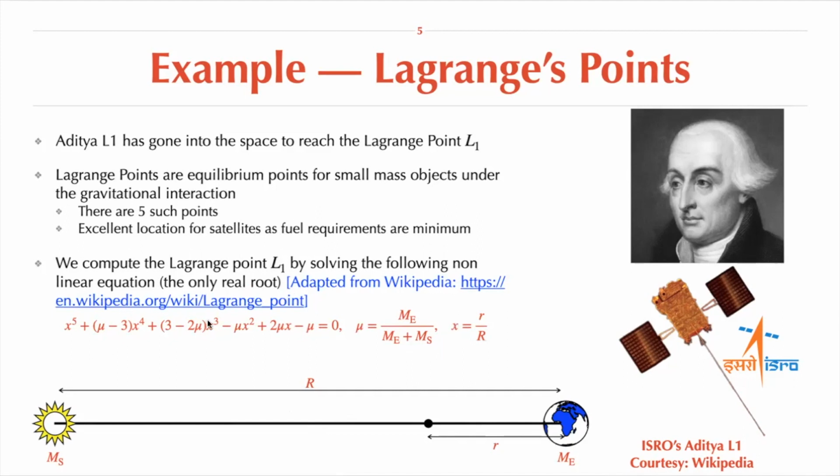So this is the equation we are solving for in terms of x, which is r over R. So R is the distance. So this is the Lagrange point, and you are comparing it with the distance between the Sun and the Earth. Okay. So here also you will use nonlinear equations.